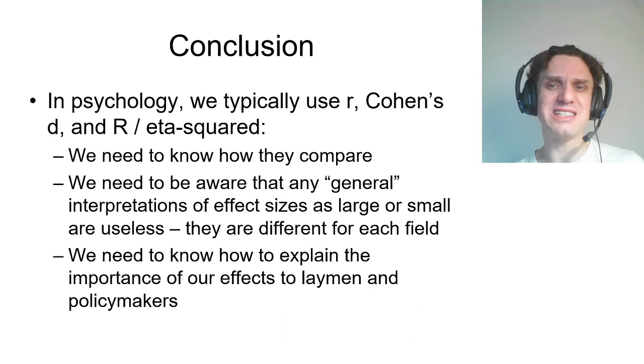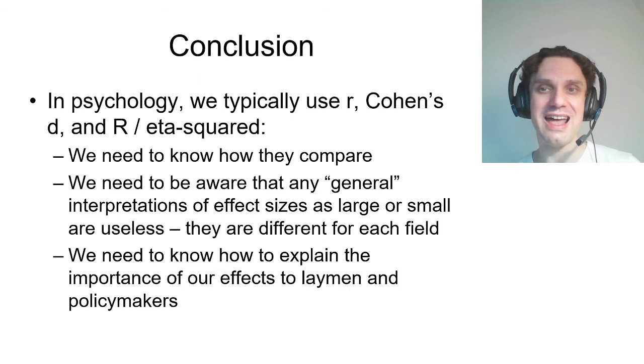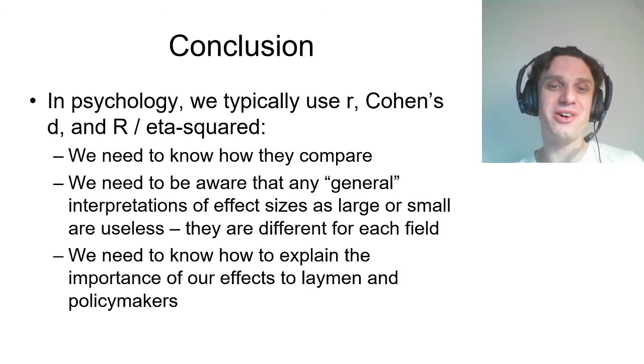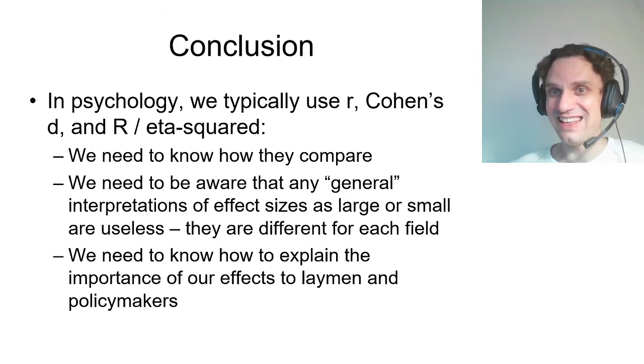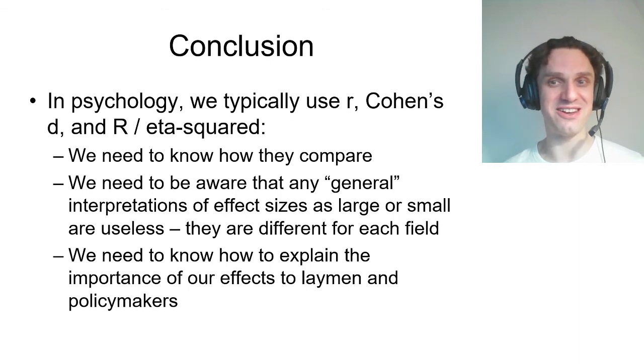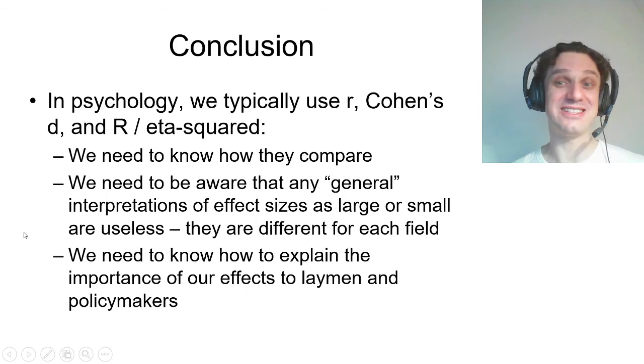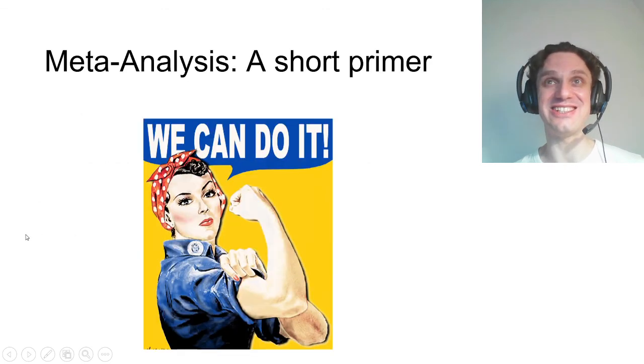So it's best not to interpret your correlations as weak or strong if you're not very clear about your context and about the previous findings that you're comparing it to. And what's important is we need to know how we can explain our effect sizes to lay people and to policymakers in order to convince them that a correlation of 0.32 is a huge reason to pay your money to psychotherapists, because psychotherapists will help you. So this was a little introduction into effect sizes.